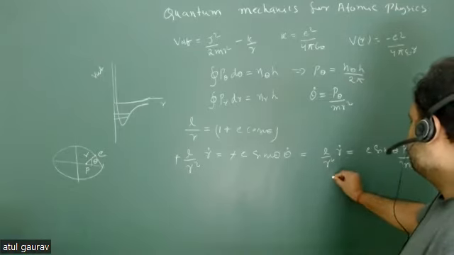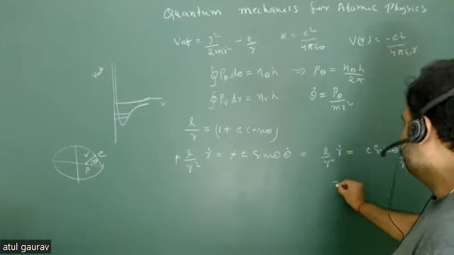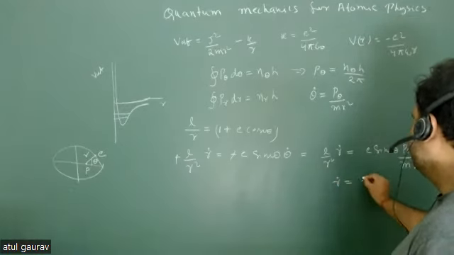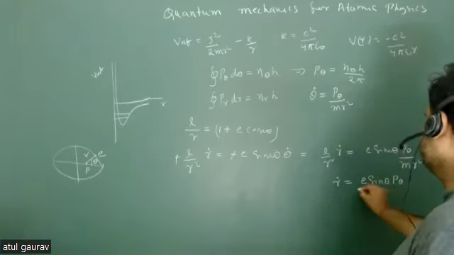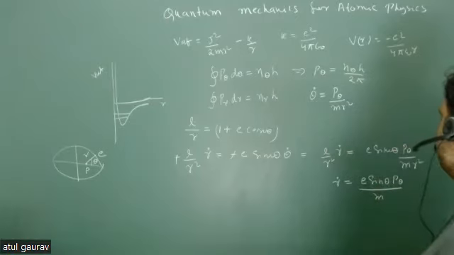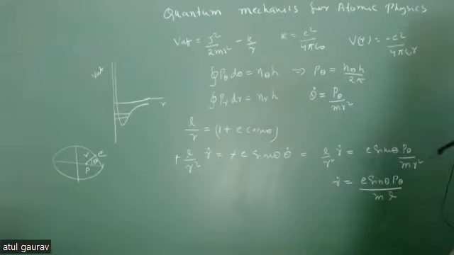So what will happen here? We can compare this thing, r square. So r dot is equal to E sin theta P theta upon m. M will go on this side, and L will also be there.